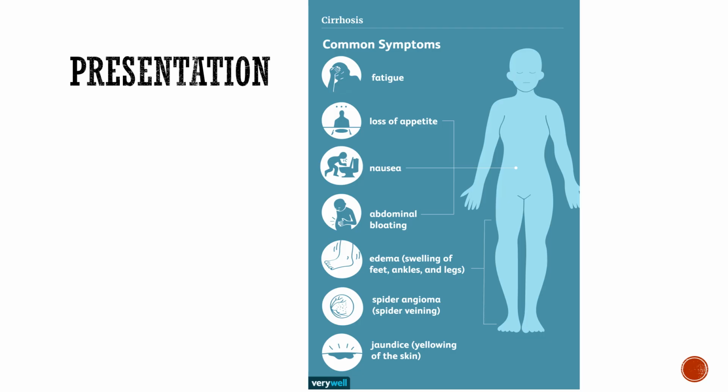Advanced disease, you'll see GI bleeds from esophageal varices, sometimes from stomach ulcers. They may develop ascites, which is fluid in the abdomen, and mental changes such as encephalopathy. They may complain of liver pain or soreness over the liver area. You also see some swelling in the ankles, feet, and legs. They'll have spider angiomas or spider veining, and you'll see those across the abdomen, and they may turn yellow.